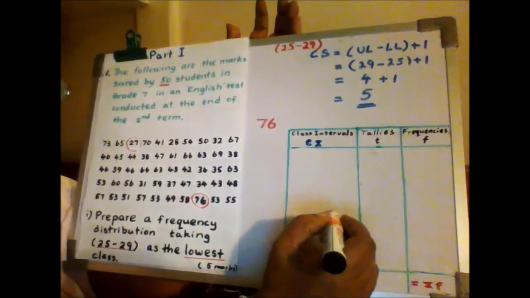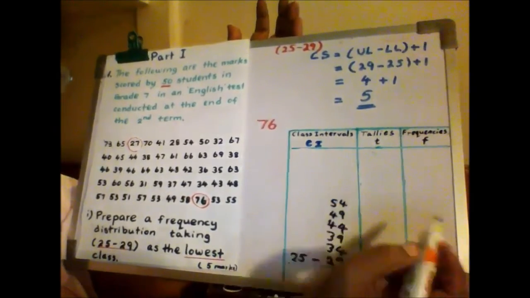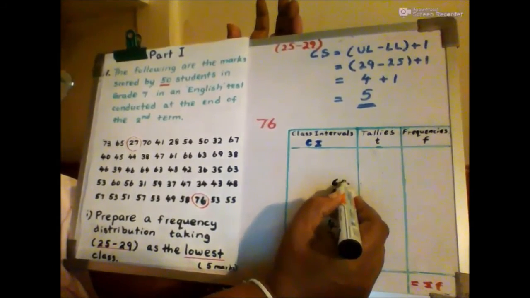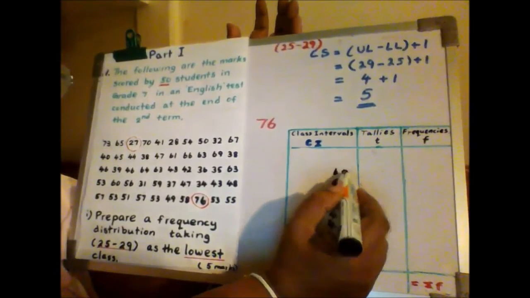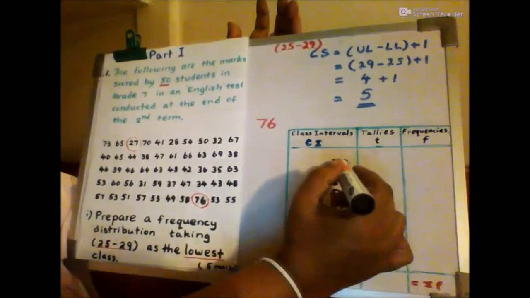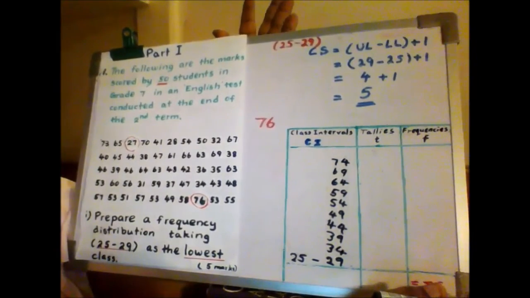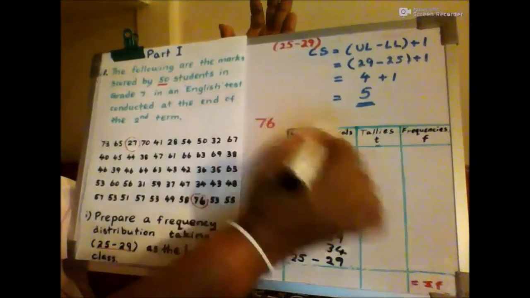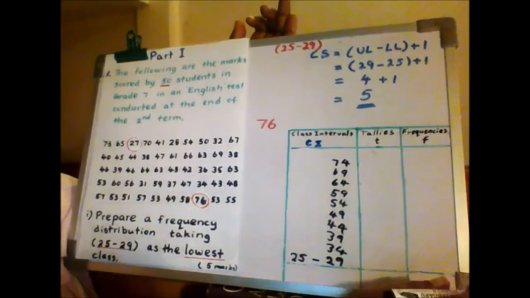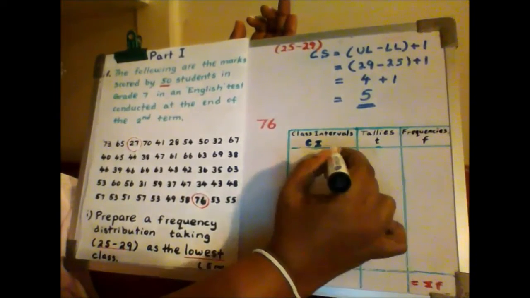So 44, 49, 54, 59, 64, 69, 74. 74 is there. Now we'll count 74, 75, 76, 77, 78, 79. So the 76 is included in that class. That's how we decide when to stop, right? Then we put 64, 69, 74, 79.